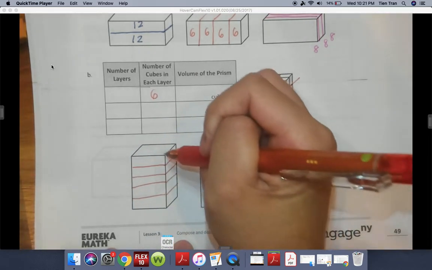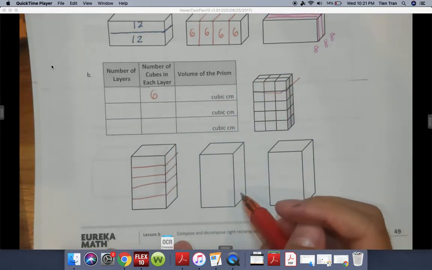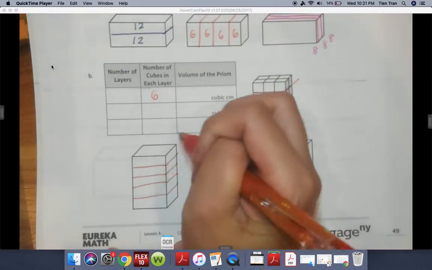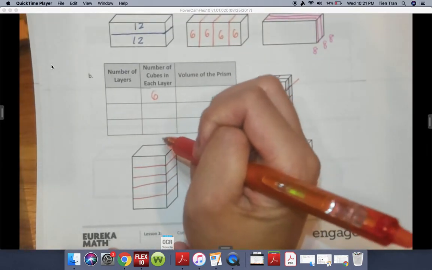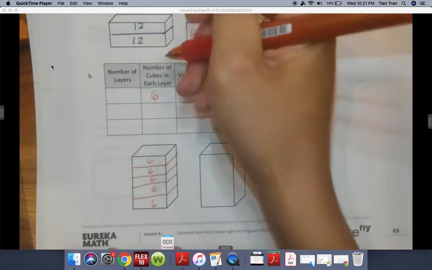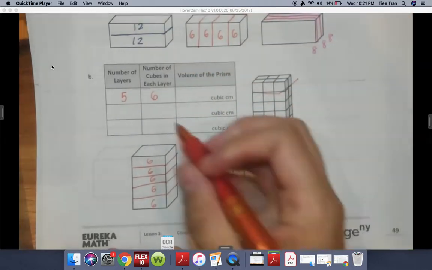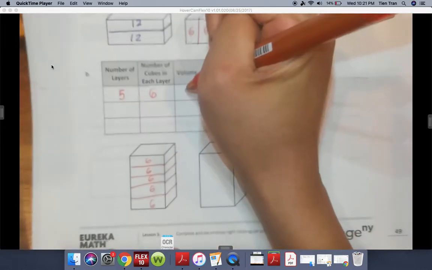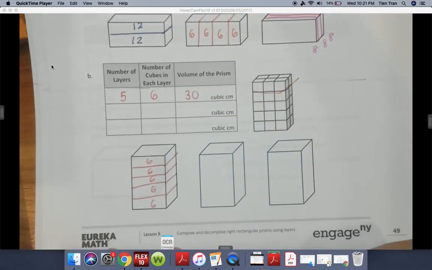1, 2, 3, 4, 5. Yes, 5. So in each layer, I'm going to have 6 cubes. So I'm writing number 6. So I'm going to write 5 number of layers and 6 cubes. 5 times 6 is equal to 30 cubic centimeters.